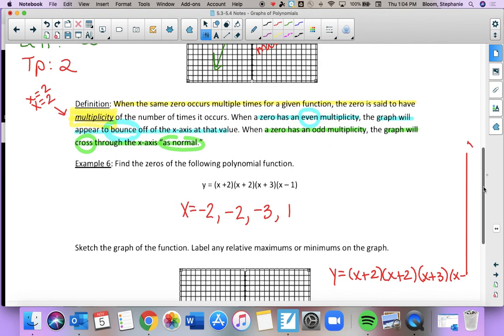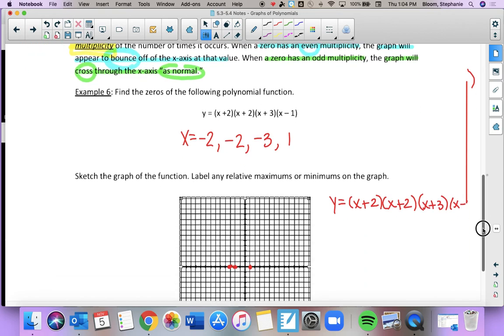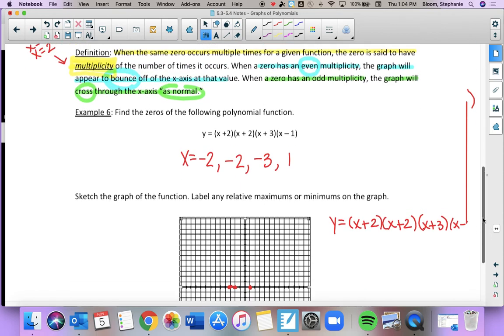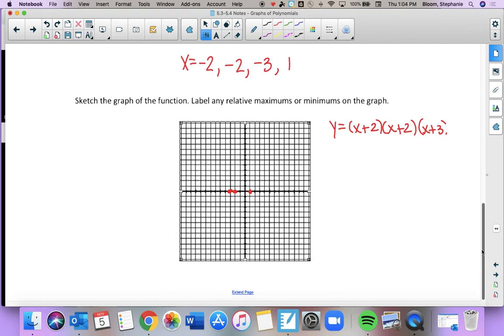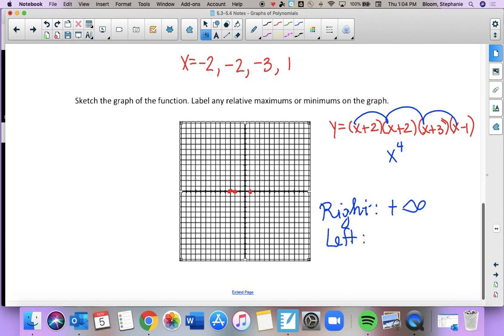How can I figure out my first term? Multiply it. So when you multiply all of that, what do you get? X to the 4th. All right. So right-hand side will do what? Good. It's a positive leading coefficient, so it'll go to positive. What will left-hand side do? Good. It's going to be the same because it's an even degree. It's going to follow.